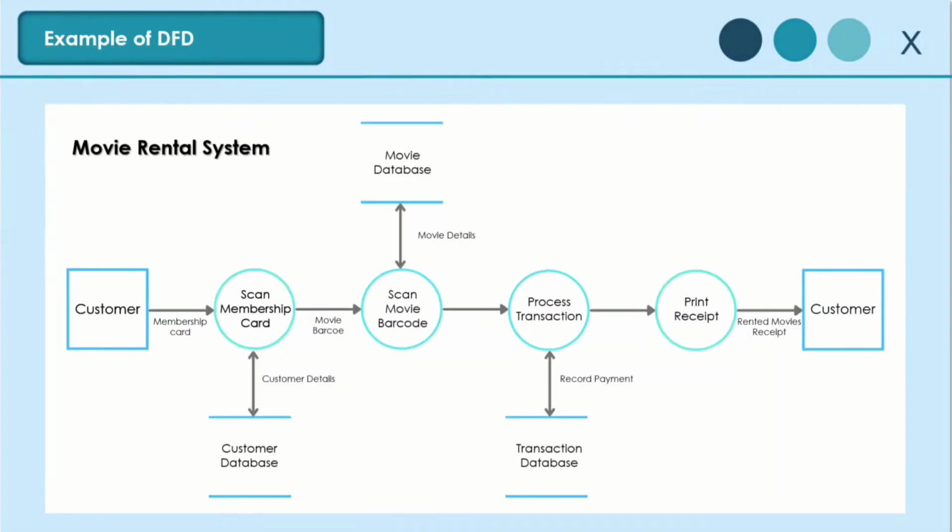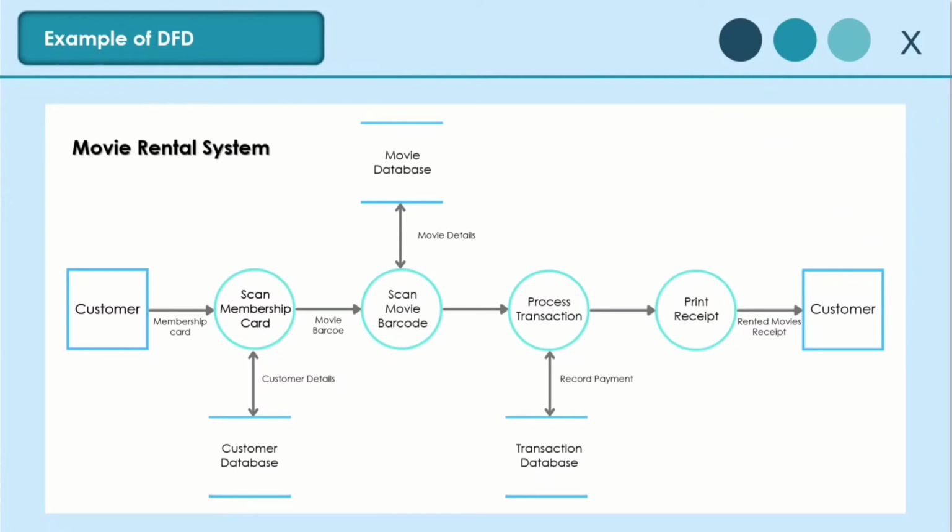Here's another example of basic data flow diagram. Movie rental system. We go to an external entity. They present their membership card. The membership card will be scanned. It will be scanned and checked against the customer database. And that will bring up the user details.